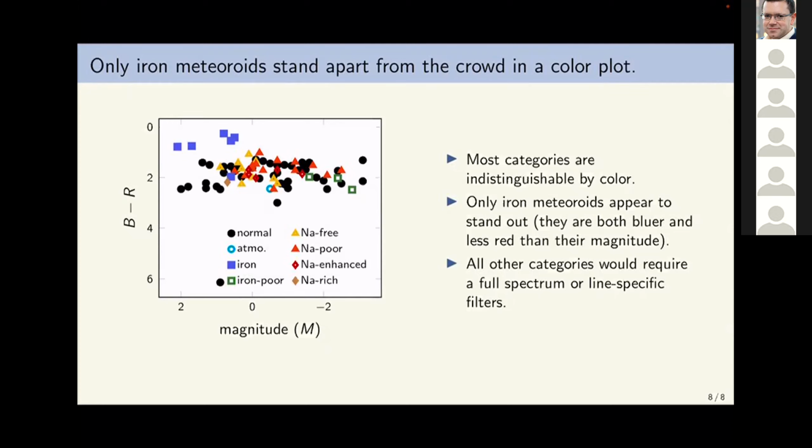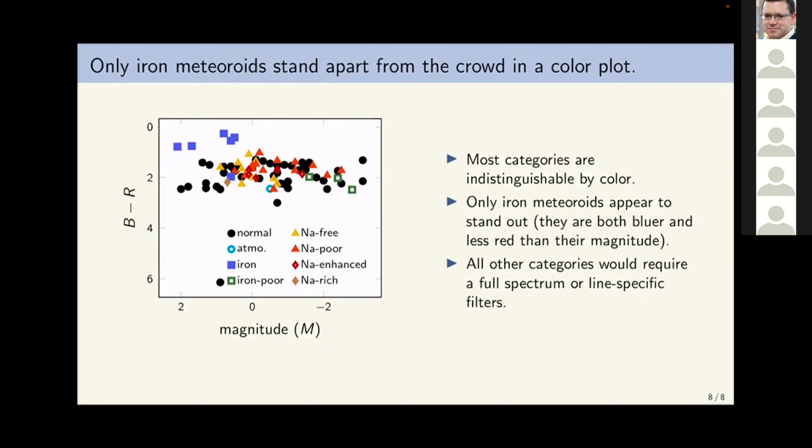It's very difficult to separate these different spectral classifications on the basis of color. And this pretty much confirms what a bunch of previous studies have found, that it's very difficult to do anything with color. However, there was one possibly interesting feature, which is that you'll notice that those blue squares, the iron-type meteoroids, do appear to be systematically bluer than the other meteoroids. And in fact, they're both bluer and less red on average compared to other meteoroids, so that when you use B-R specifically, they kind of stand out.